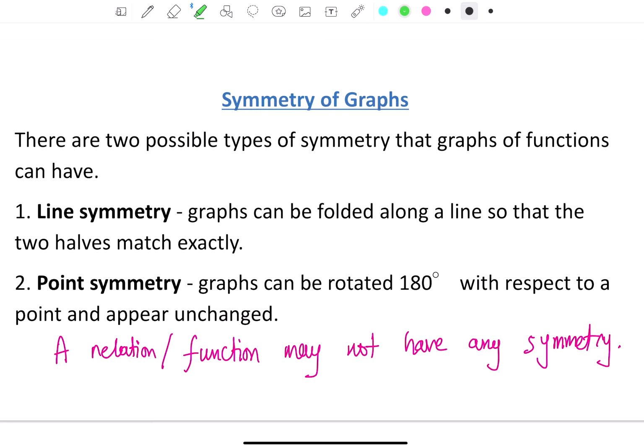Symmetry of graphs. A graph can have a line symmetry. That means if it's folded along that line, then the two halves will match. Or a graph can have point symmetry, where the graph can be rotated 180 degrees with respect to that point and appears unchanged. A relation or function may not have any symmetry at all.